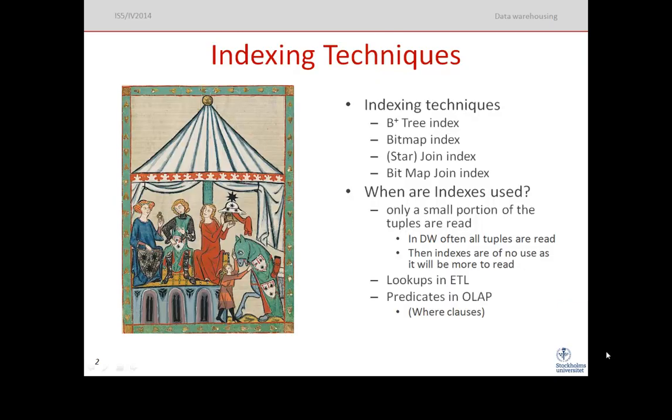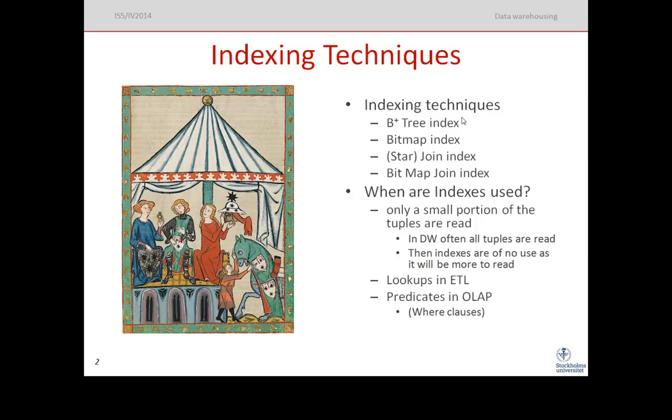So in this video we're going to talk about a few indexing techniques that can be used in data warehouses. So we will talk about B+ tree indexes, bitmap indexes, join indexes, star join indexes, and bitmap join indexes. But there's a lot of other indexing techniques. We have projection indexes, hash indexes, spatial indexes, and so forth. But we will focus on these four, because those techniques are beneficial when we're talking about data warehouses.